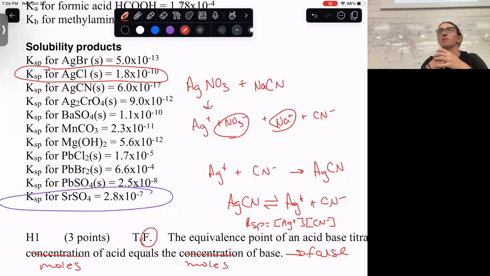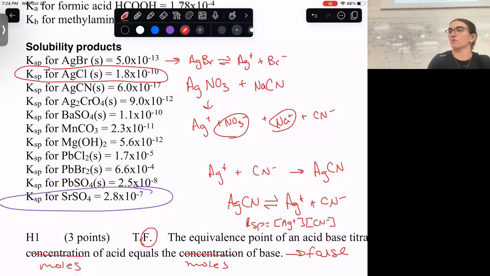Yep. Thank you. Good luck. So you could write any of these KSPs where AgBr is an equilibrium of Ag plus and Br minus.